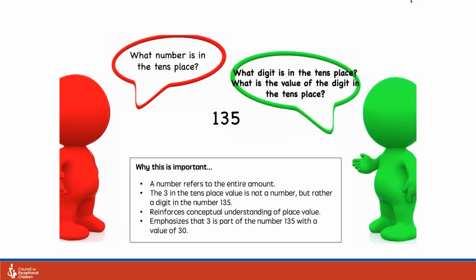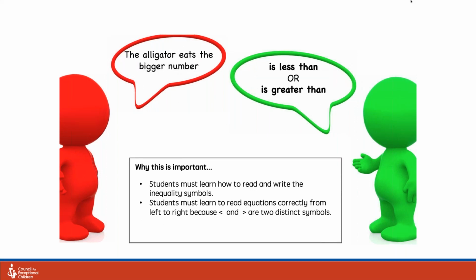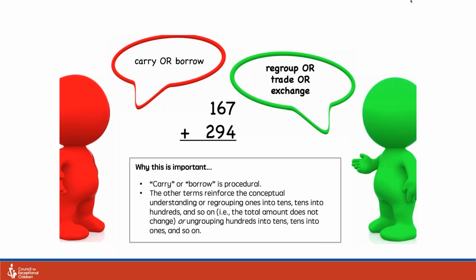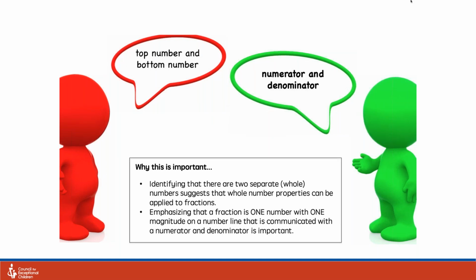Some other examples: instead of asking what number is in the tens place, that's not really correct. What digit is in the tens place would be a better way to say that. Instead of saying the alligator eats the bigger number, I hope that a lot of you groaned out loud when you saw that example. We could be talking about is less than or is greater than. Instead of carry or borrow, which are really procedural terms, we could get more conceptual by talking about trading, exchanging, or regrouping. Top number, bottom number, that's how a lot of people will talk about fractions, but those are our numerators and denominators.